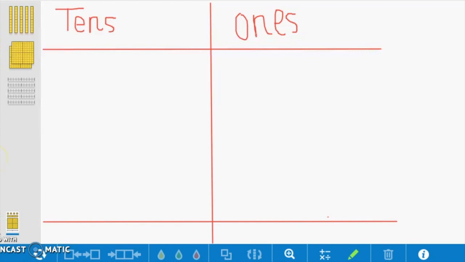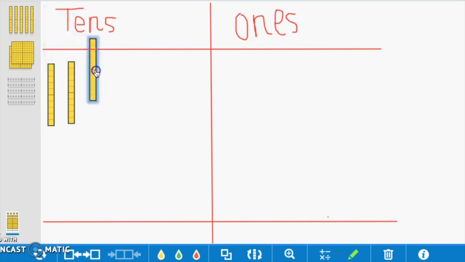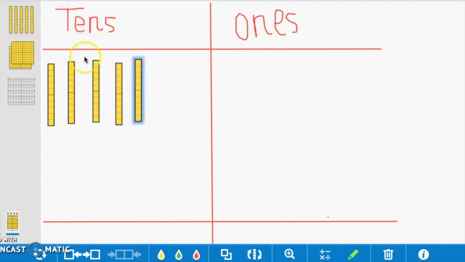We can begin by modeling this subtraction problem with base 10 blocks. Since we have 60 cupcakes to begin with, we will be taking 6 of these that represent 10 of those cupcakes. And since we have 6 in the tens place, we're going to be putting 6 of these here. And we have 0 in the ones place, so we will not be putting anything over here. So that completes our 60 cupcakes that we have to begin with.